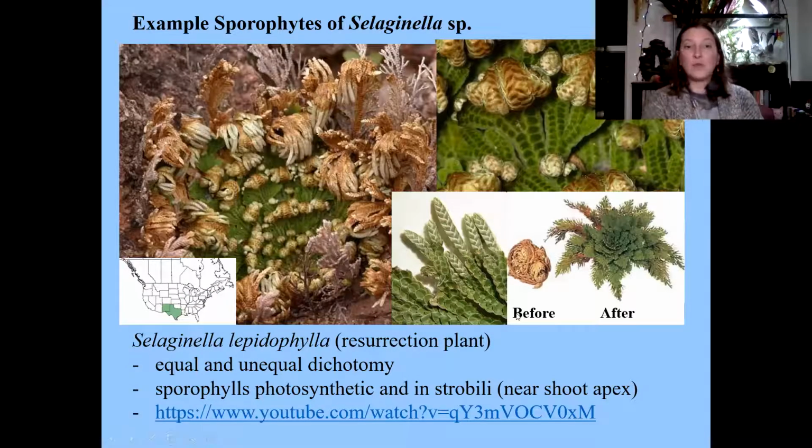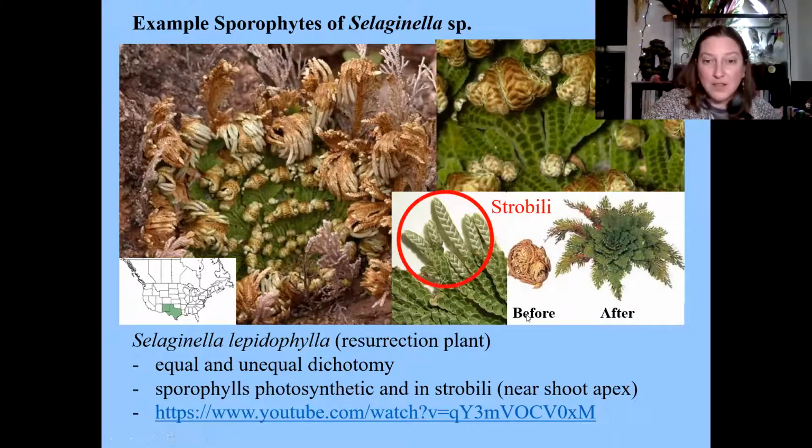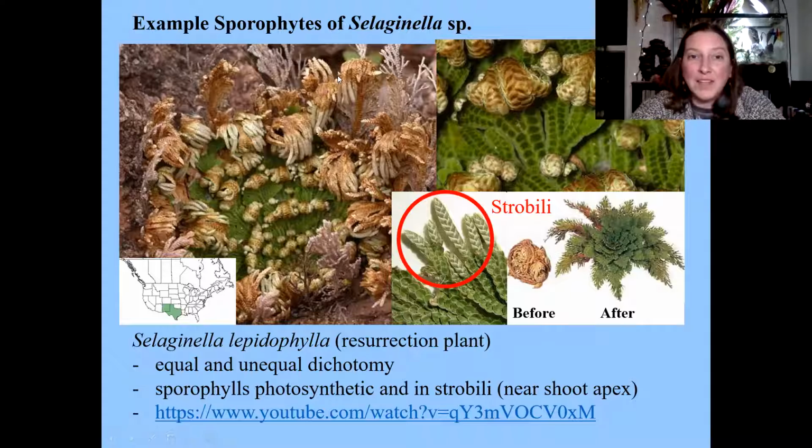So this is another one. This one's not found in the New Jersey, New York area. This one is a desert species of Selaginella. This has equal and unequal dichotomy as well. It also has strobili that are toward the tip, but again, look a little bit more like strobili. But this one's super cool because it's called the resurrection plant. And so this plant lives in the desert and doesn't have a lot of water there.